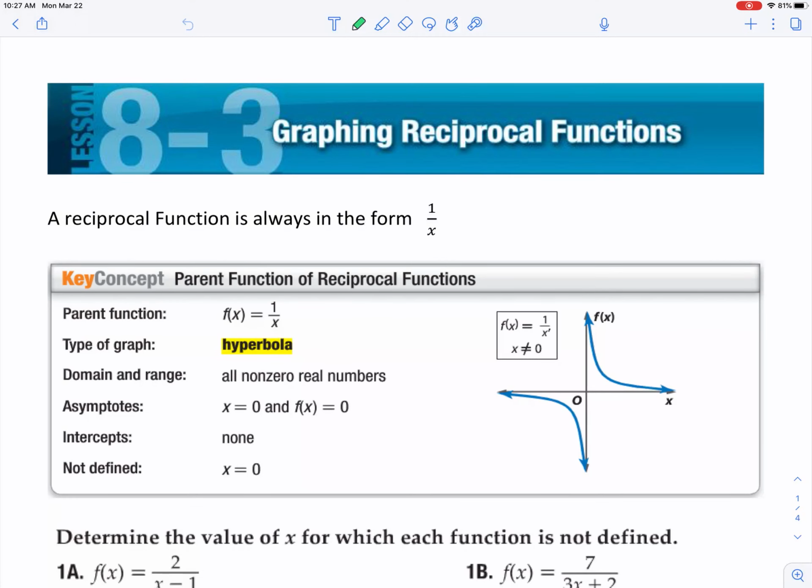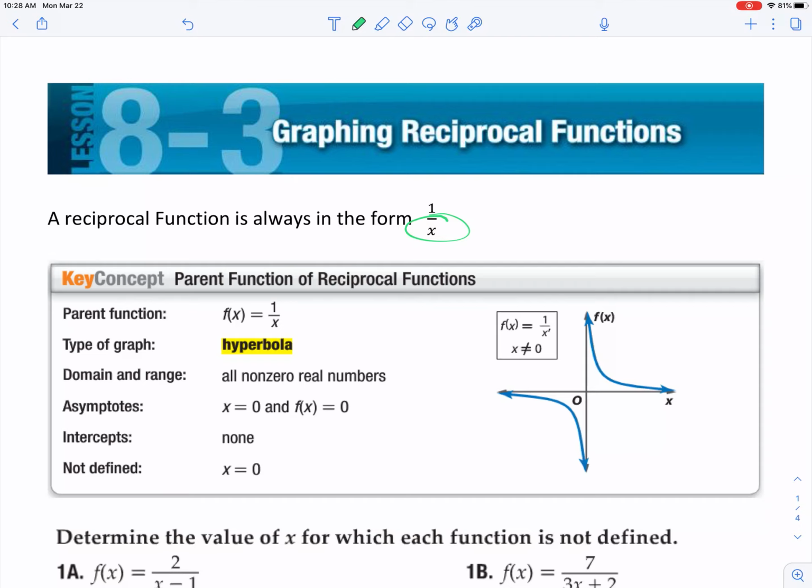Today we get to graph. I know that's everybody's favorite. We're going to be graphing reciprocal functions, which is where you will have a variable on the bottom of a fraction. Now, what this is going to cause, because you have a variable on the bottom, at some point, hypothetically, you could plug in a value that would make the bottom 0. In this case, it would just be x equals 0.